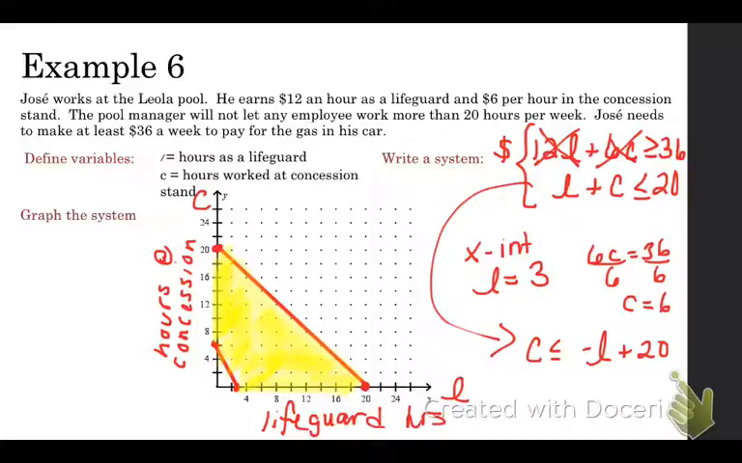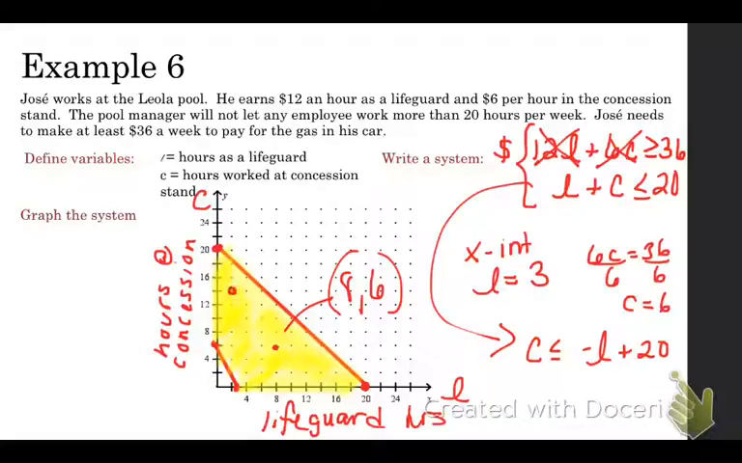Now, one of the things that's a little bit misleading is it's not necessarily every possible value, because how do you work 2.555555 hours, something like that? But we do typically shade this region in here, and you might be asked to give one possible combination of hours. So we could say that he could work, this ordered pair right here would be 8 hours as a lifeguard and 6 hours. This would be 8, 6. So if you put labels on that, 8 hours as a lifeguard and 6 hours at the concession stand.